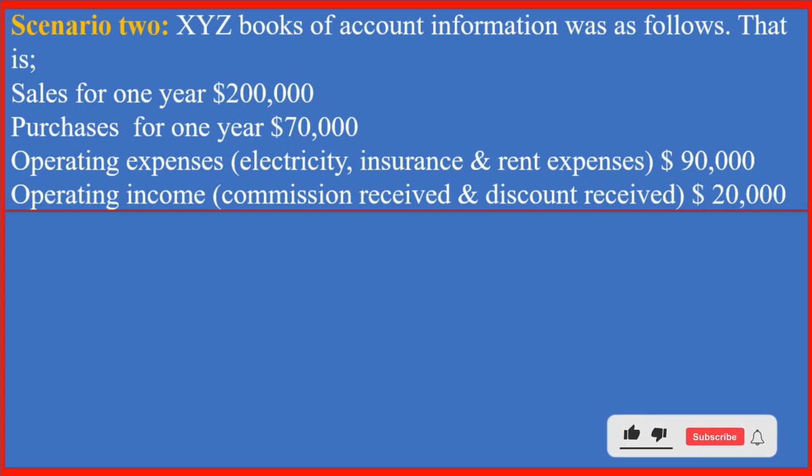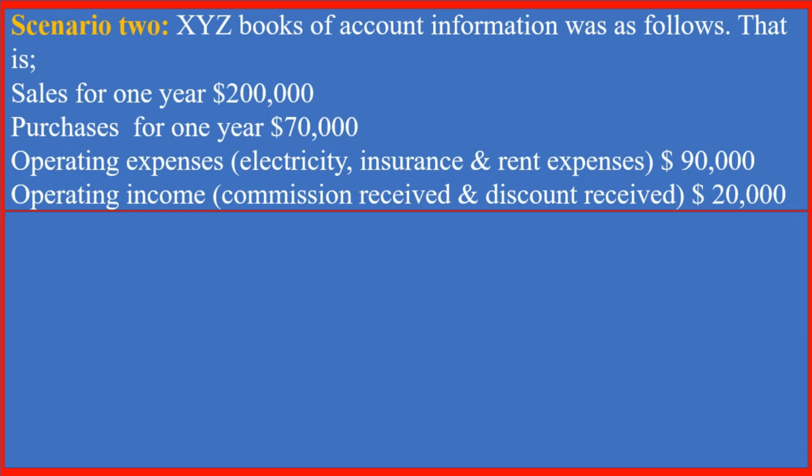So bearing in mind that we have the original facts, sales for 1 year of 200,000 and purchases for 1 year of 7,000 as seen in scenario 1, in addition to this information, we are told that there were operating expenses of electricity, insurance, and rent kind, amounting to 90,000, and also operating income, that is commission received and discount received, of 20,000.